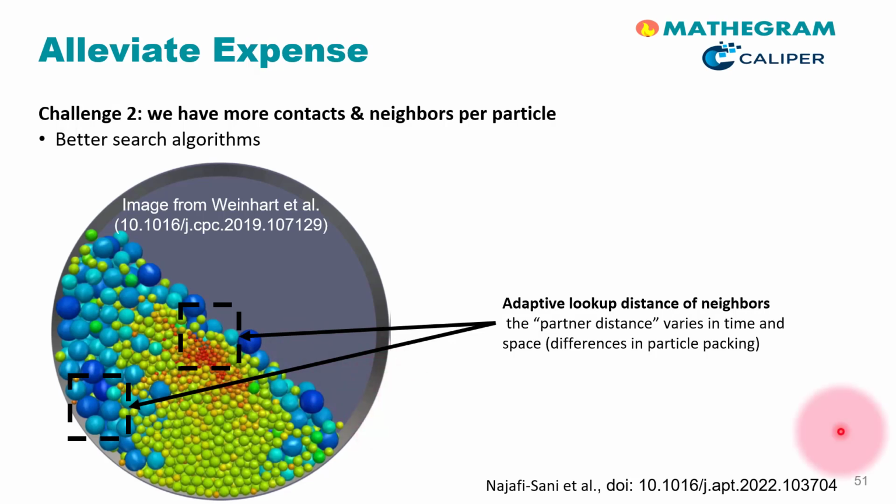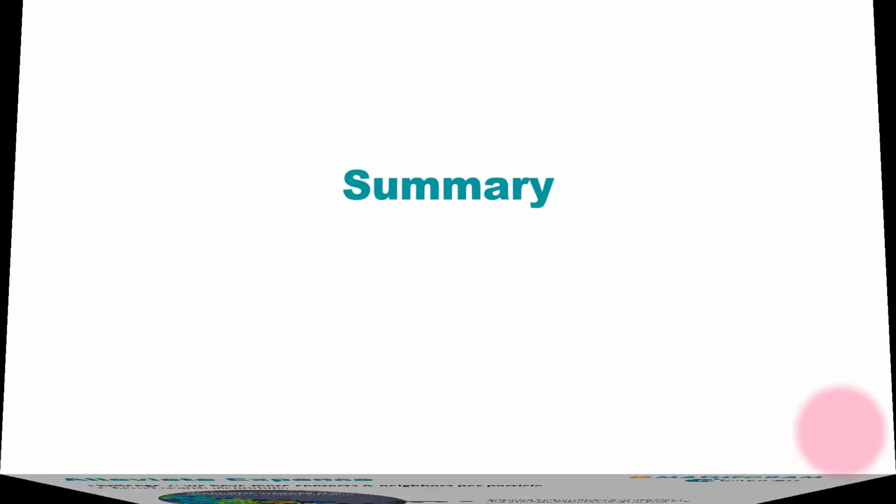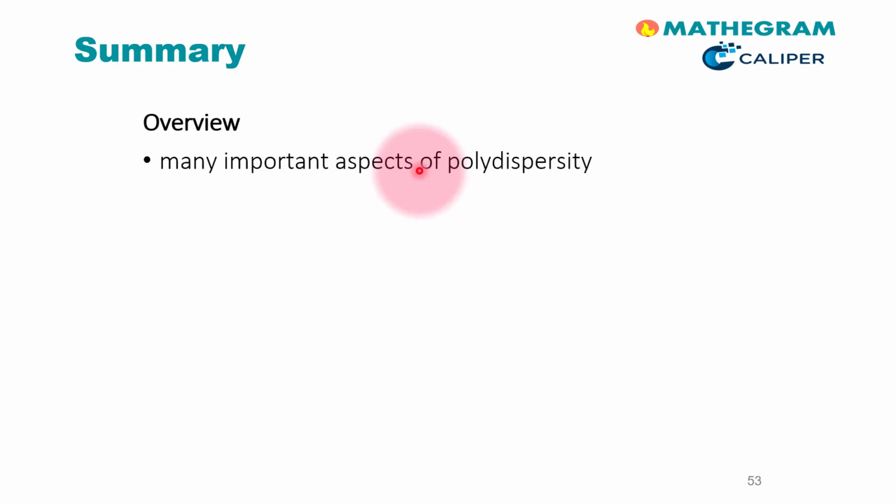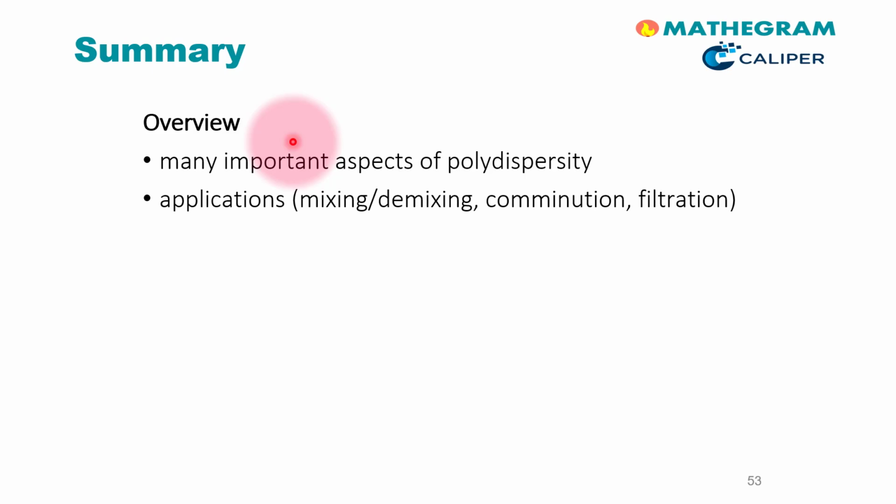That was it. Almost. Let us now progress to a summary of this unit. In our initial part that provided an overview, we have seen many important aspects of polydispersity, e.g. the increase of the local particle volume fraction or the huge increases of the particle count. These aspects are relevant for many applications that we may want to simulate with the DEM.